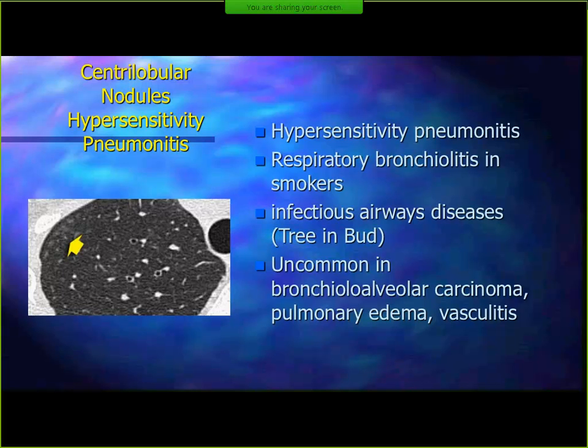This is centrilobular. See, it's like in the middle. If you imagine it, you can see the secondary pulmonary nodule. It's not supposed to be visible, but you see these loosely formed nodules. That's classic of hypersensitivity pneumonitis. You could see it in respiratory bronchiolitis in smokers. You could see it in infectious airway diseases, but that gives you another pattern called tree and bud. You could see it in bronchoalveolar carcinoma, but it's rare, and in pulmonary edema and vasculitis.